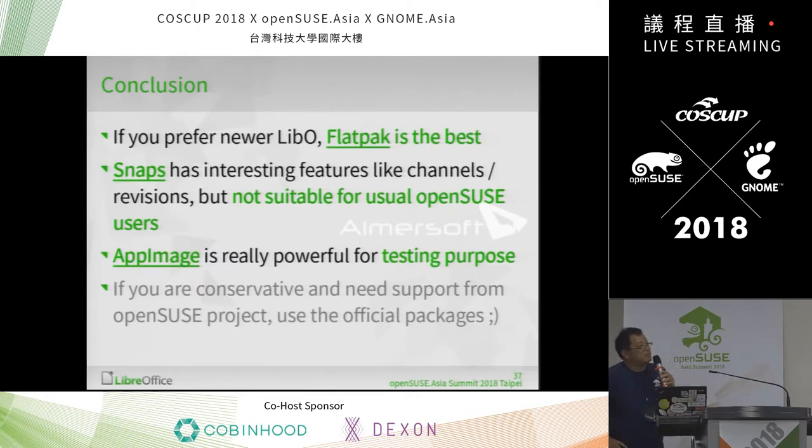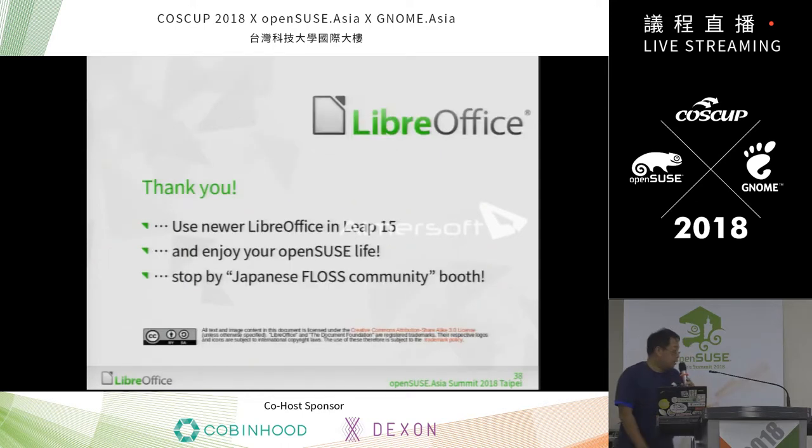And AppImage is really powerful for testing purposes. If you want to use several different versions in parallel, AppImage is the most considerable option for you. And of course, if you are conservative and need support from the openSUSE project, use the official packages. Of course, it is a good choice for you. Okay, thank you. So use the new LibreOffice in Leap 15 and enjoy your openSUSE life.